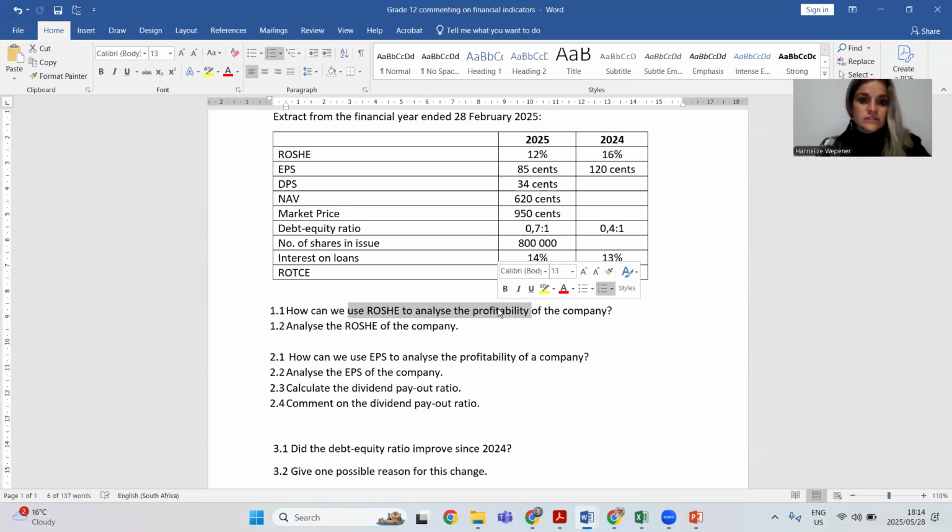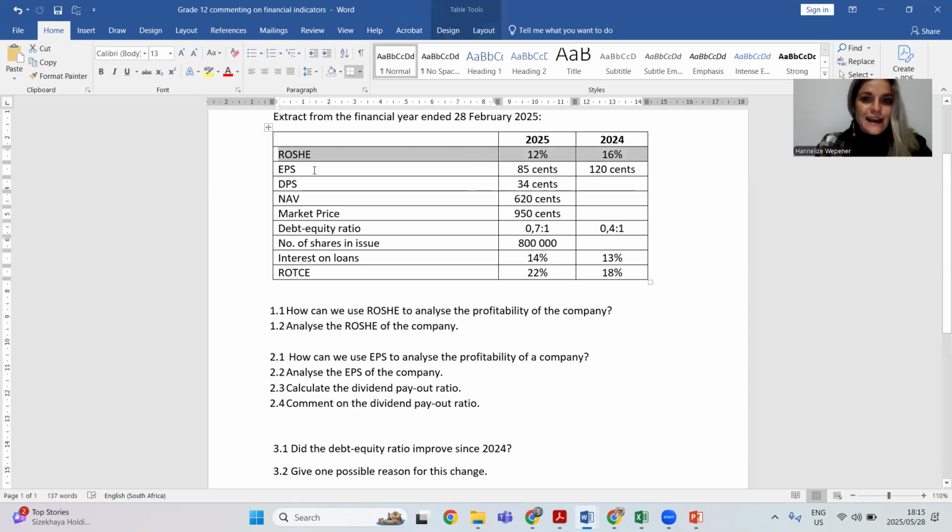So the question number 1.2 then is, please now analyze the return on shareholders' equity of this company. So now you can use that. Now that you know, it means that can I generate profits using the capital that the shareholders have given to this company? Can I do that? Is there profit being made? And the answer to that is that we are generating profits. We are generating profits of 12% per annum using our shareholders' equity.